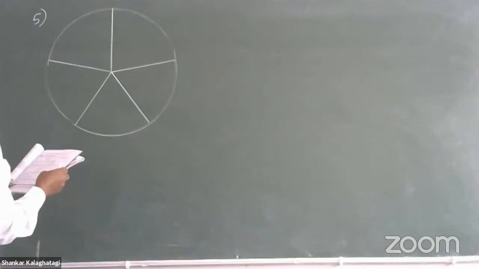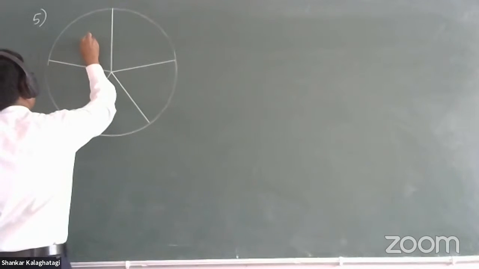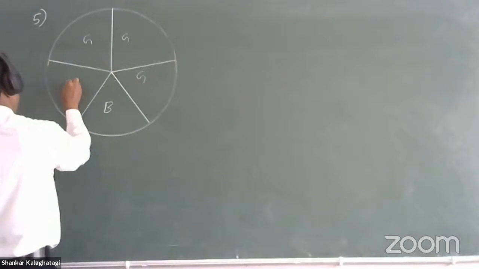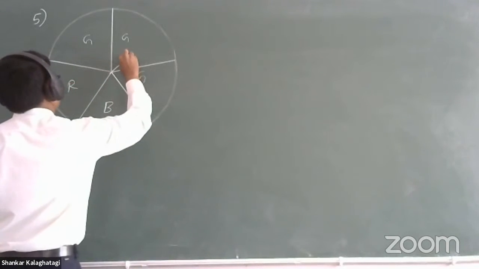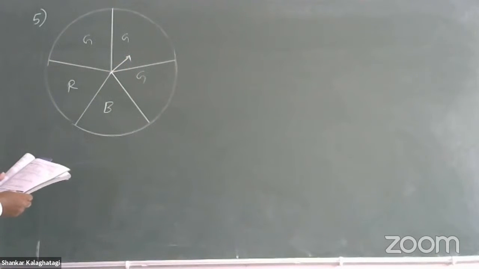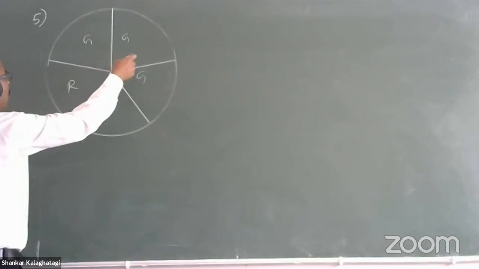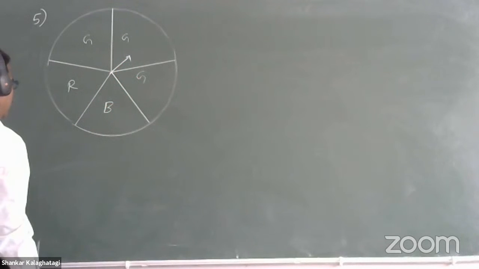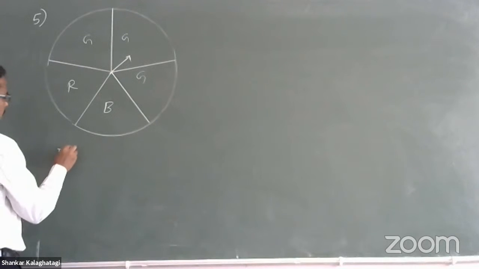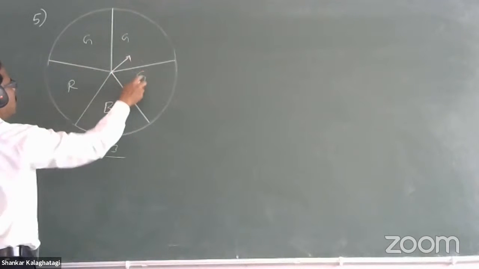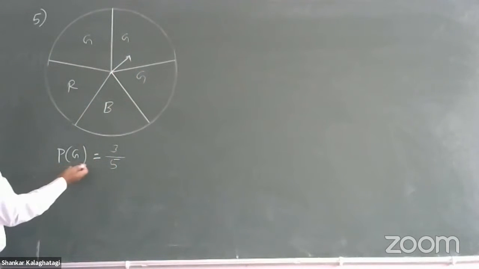What I have told here is, if you are spinning a wheel with three green sectors, 1, 2, 3 green, and one blue, and one red. This is a spinner. They are asking the probability of getting a green sector, and the probability of getting a non-blue sector. When you rotate this, it will stop, and when it stops, you get the green. Yes, green 3 are there. So probability of getting green sector: green appeared 1, 2, 3 times. So 3. Total how many are there? 1, 2, 3, 4, 5. So it is 3 by 5. Probability of getting green is 3 by 5.